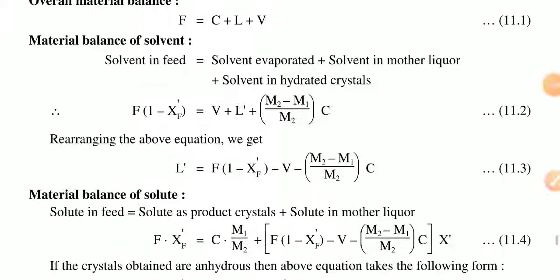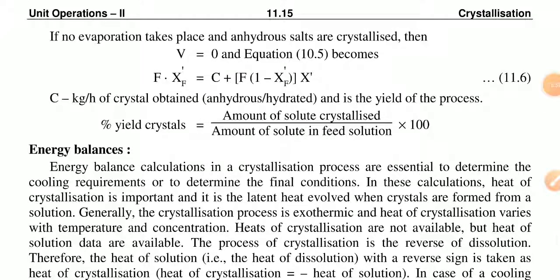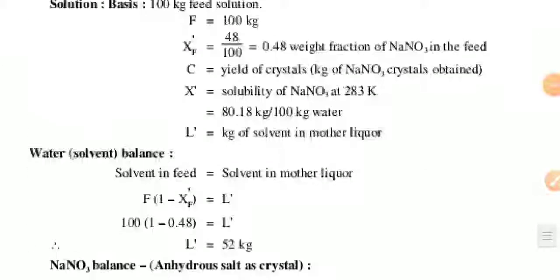Finally, the material balance equation is F equals C plus L plus V. The material balance of solvent is: solvent in the feed equals solvent evaporated plus solvent in the mother liquor plus solvent in the hydrated crystals. So F times (1 minus X dash F) is equal to V plus L dash plus M2 minus M1. The last equation is the percentage yield of crystals, which is the amount of solid crystallized divided by the amount of solid in the feed solution, multiplied by 100. Thank you so much. In the next lecture we will see example 11.3.